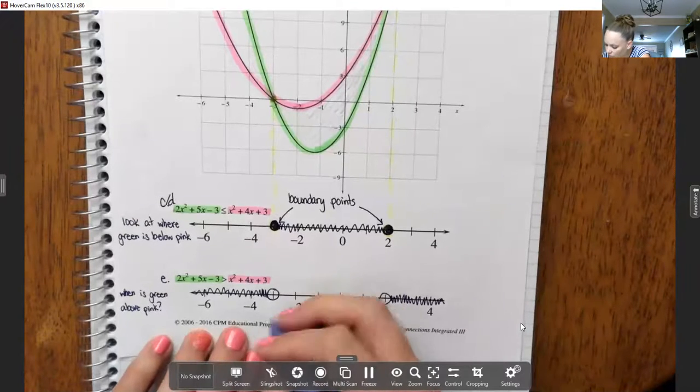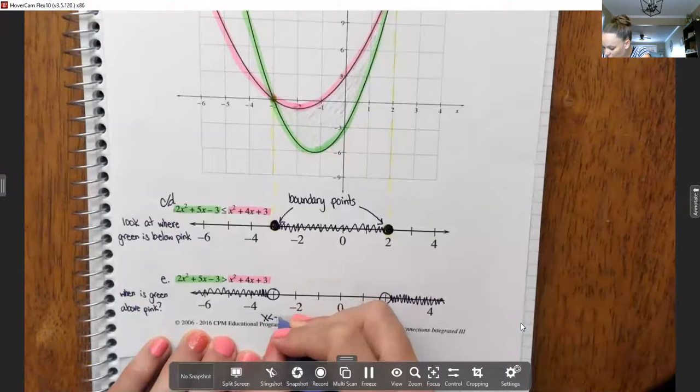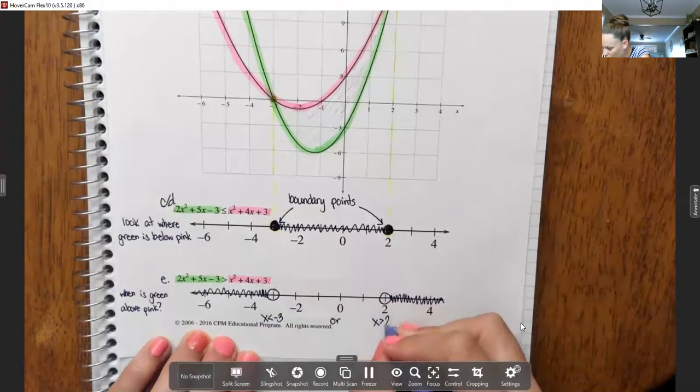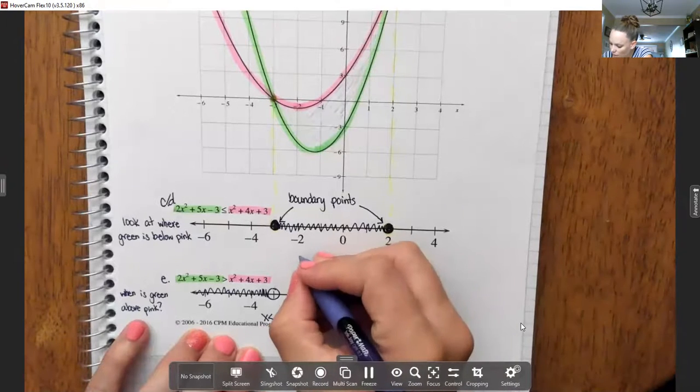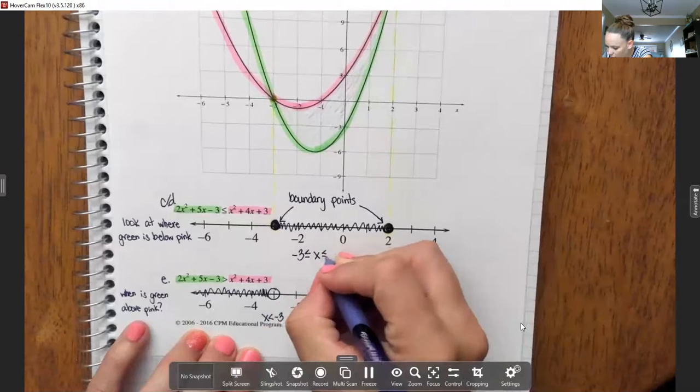So here, I should have written it here too, sorry. When x is less than -3 or x is greater than 2. This one is -3 is less than or equal to x is less than or equal to 2.